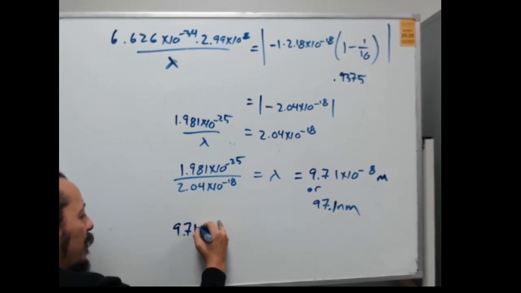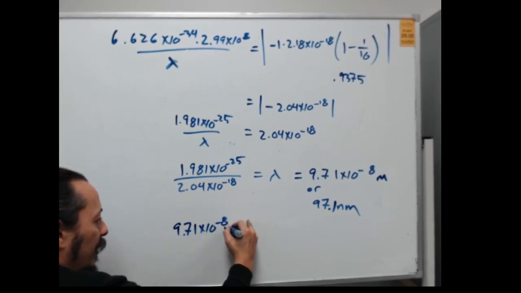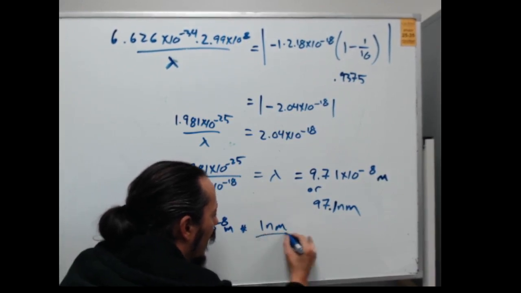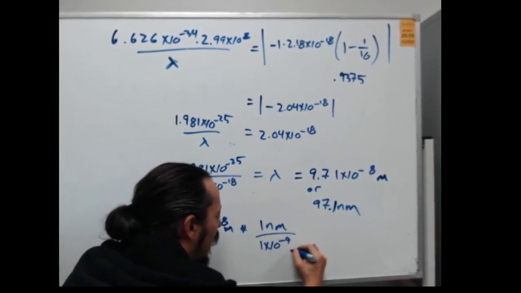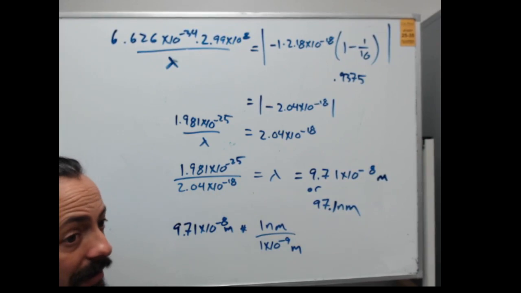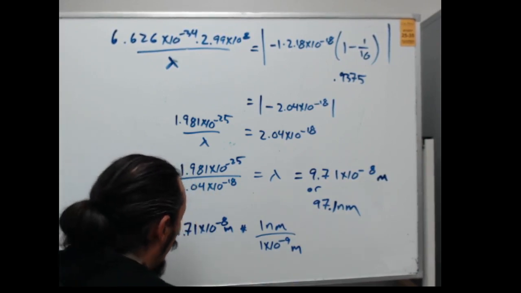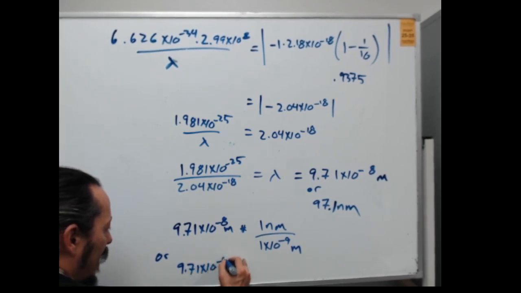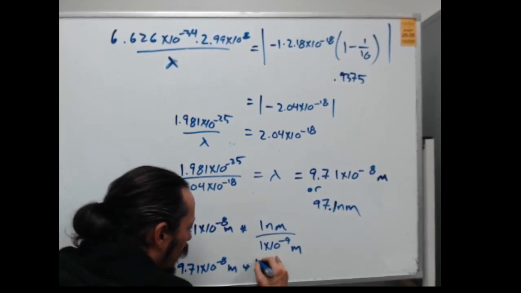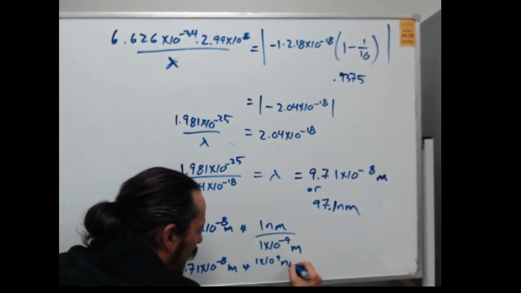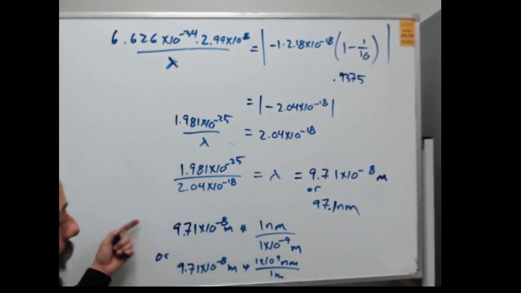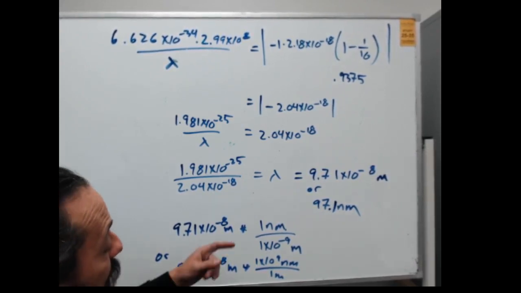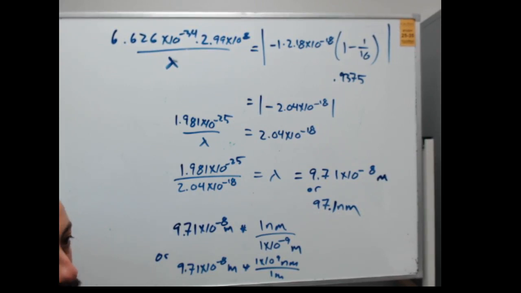9.71 times 10 to the minus 8 meters. I can do this two different ways. I can do 1 nanometer for 1 times 10 to the minus 9 meters, dividing by 10 to the minus 9, which would be the same as 9.71 times 10 to the minus 8 meters, times 1 times 10 to the positive 9 nanometers for 1 meter. Those two things are mathematically equivalent. So dividing by -9 or multiplying by +9 should get us the same result.